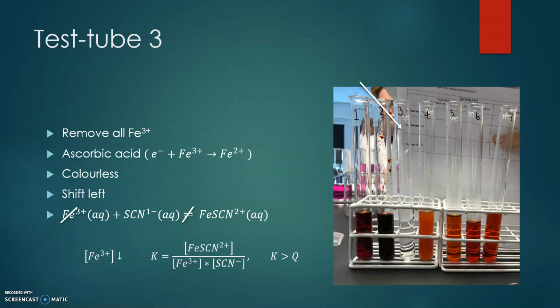In test tube 3, we removed all of the iron(III) ions with ascorbic acid, which turns iron(III) ions into iron(II) ions, and the solution turned colorless because there were no more iron(III) ions, so the reaction would only go to the left, meaning that at last there would be no more product left.